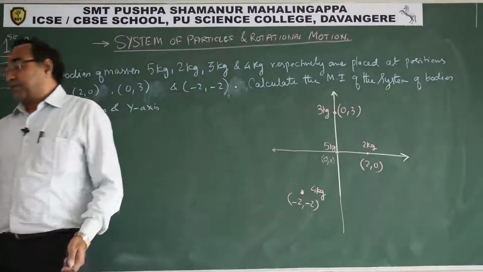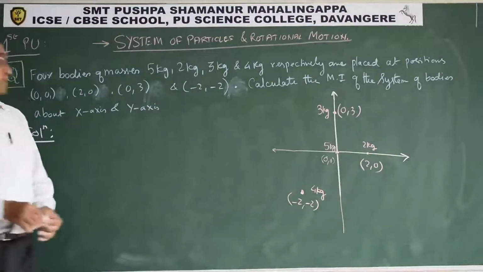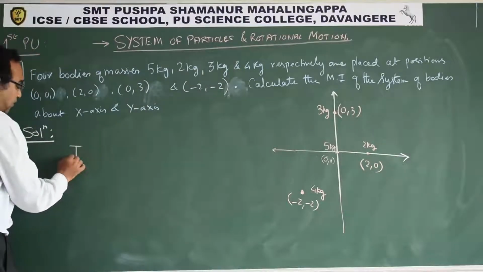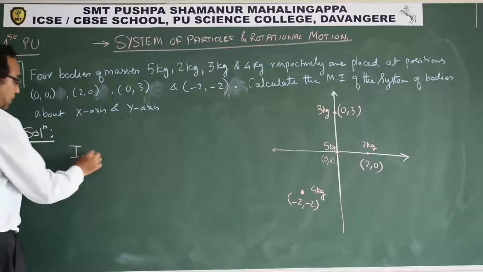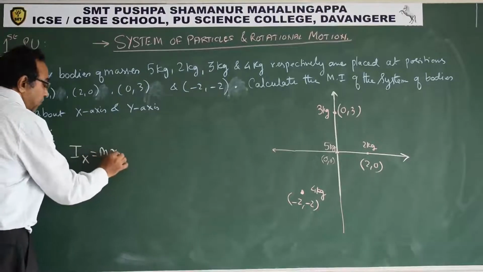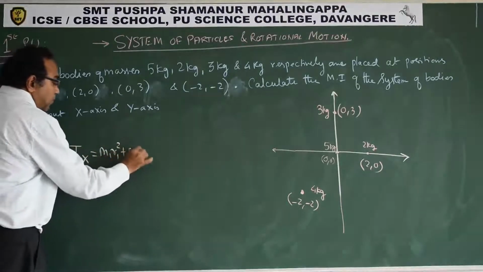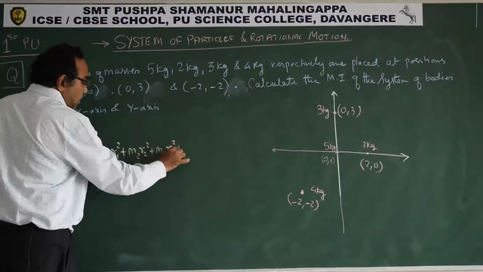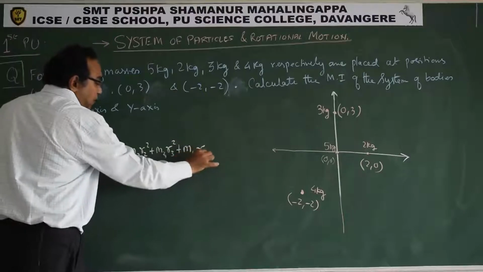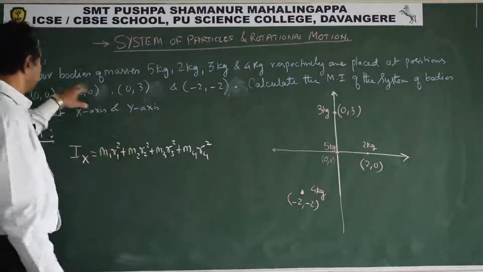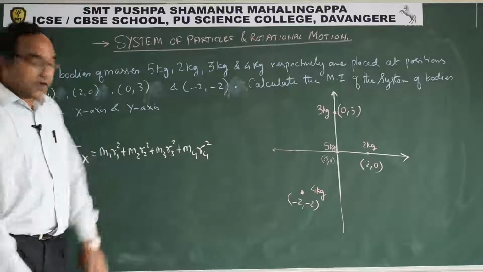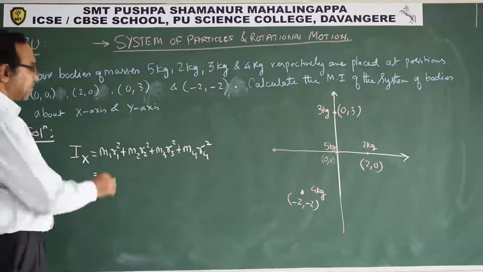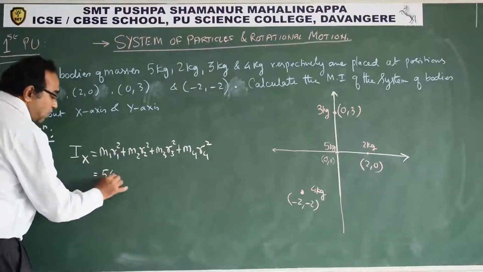Well, now students, what is asked? What is asked is to find the moment of inertia about the x-axis. This will be m1 r1 square plus m2 r2 square plus m3 r3 square plus m4 r4 square, because there are 4 particles. So this is how we can write. Now, how to start with m1? Take anyone as m1. Let us say 5 kg. m1. What is the distance?